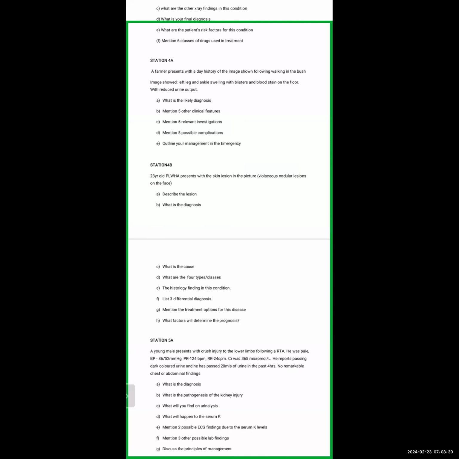Other features that may be seen in snake envenomation include, in the area where the patient has the bite, local leg swelling, there may be bleeding, there may also be ulceration. This patient may also have hematemesis and then stiff painful muzzle. This patient may also have excessive salivation, and of course the features of AKI, including passage of dark colored urine.